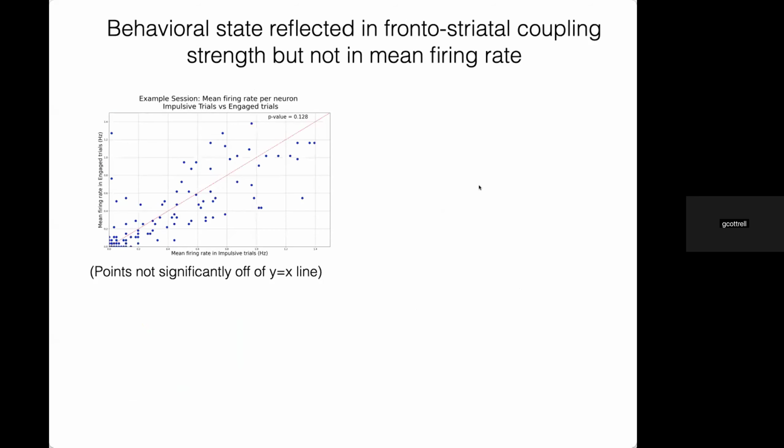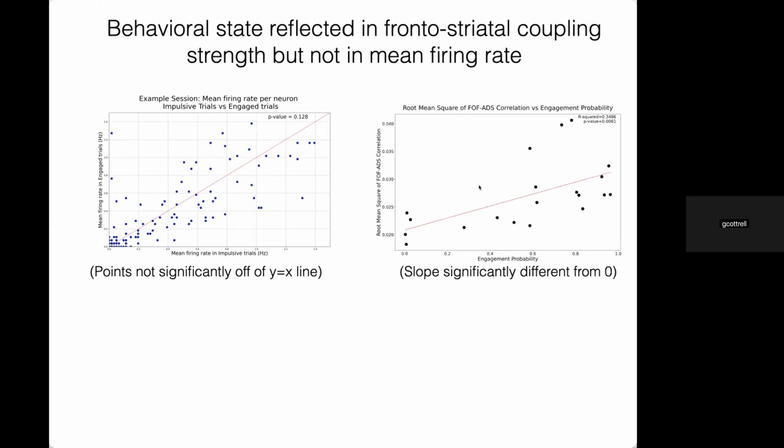Okay, so we're just exploring this, but one of the interesting things we find is that if you look at these different states and you look at the firing rates of neurons in impulsive versus engaged, you don't really seem to see a difference. Stuff lies along the y equals x line. We don't see a strong effect on firing rates. Where we do see an effect is on this corticostriatal coupling.